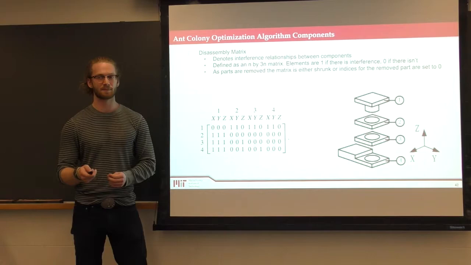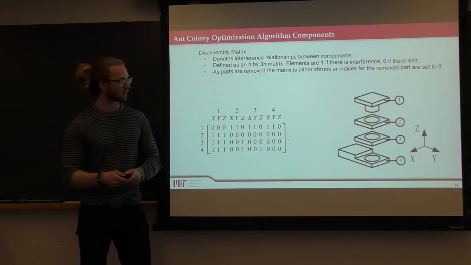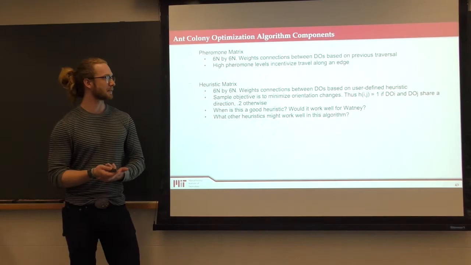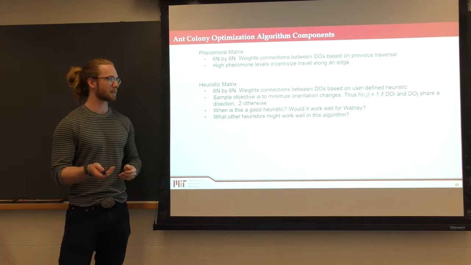Any other questions? So as you remove parts, you either set the relevant indices to zero. Say you remove part two, you just set all these interferences to zero. Or you can actually shrink the matrix, which will make it run faster as time goes on, but can be hard to keep track of which part is which. And then we have the pheromone and the heuristic matrices. These operate exactly as they did in the traveling salesman problem. The pheromone matrix weights connections between nodes, just like in the TSP. The heuristic matrix operates the same.